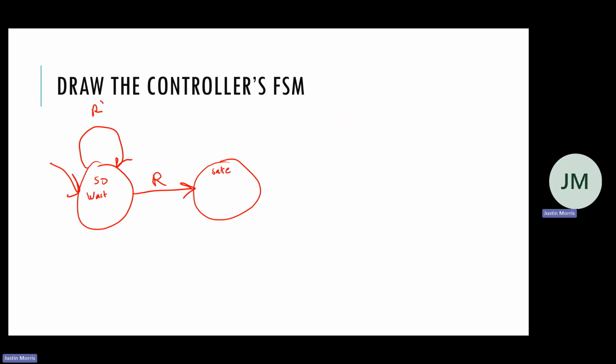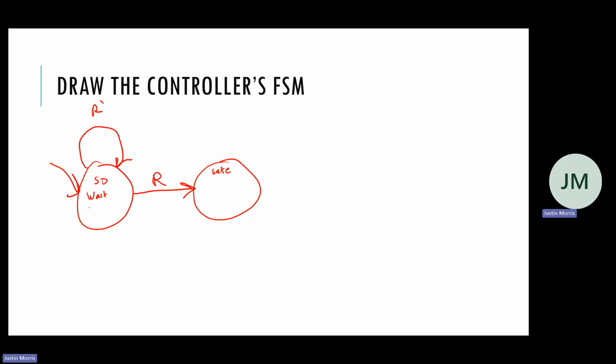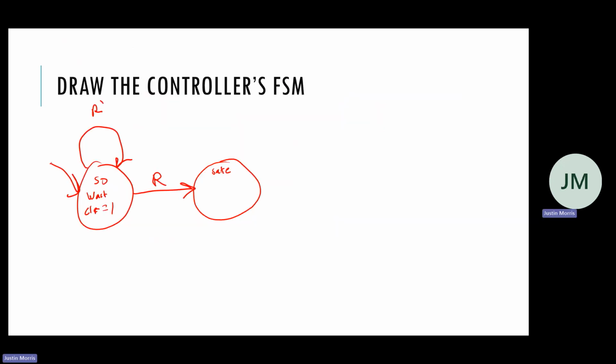And in S0, what needs to happen? Oh, we're missing some other stuff here. I forgot. Load, clear. Okay. So when we're in wait, clear is 1, right? It's not important to set anything else, right? So they're all assumed to be 0.